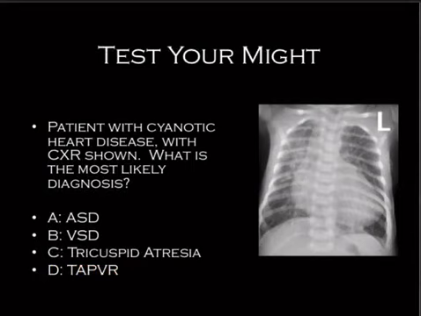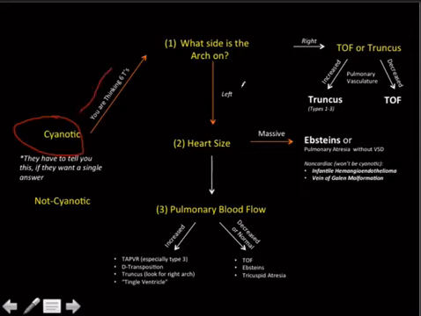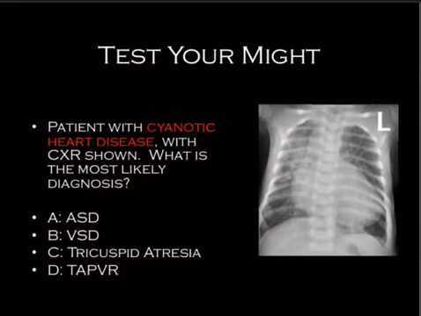All right, so let's do another one here. Cyanotic heart. We've got a chest x-ray here. We know it's cyanotic, and they've told us this, so we're thinking about the 3 T's. I can't tell for sure what side the arch is on based on that picture. Heart size looks a little bit big, but not massive. So let's go back here. Now we have to determine whether or not the pulmonary vasculature is increased, so we can eliminate those.